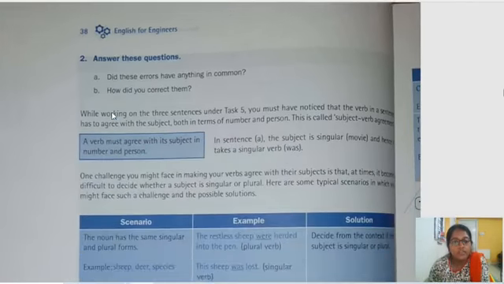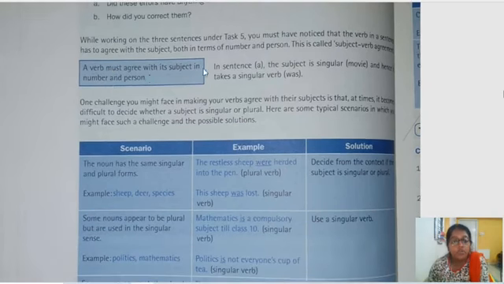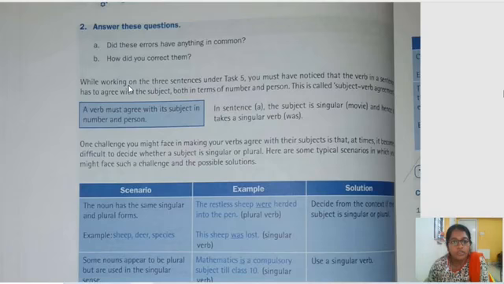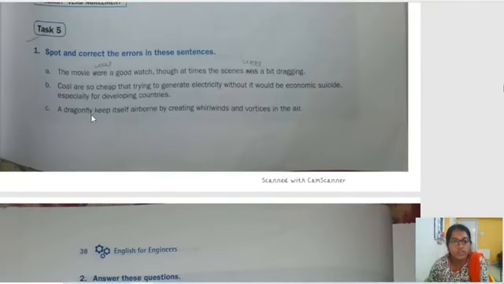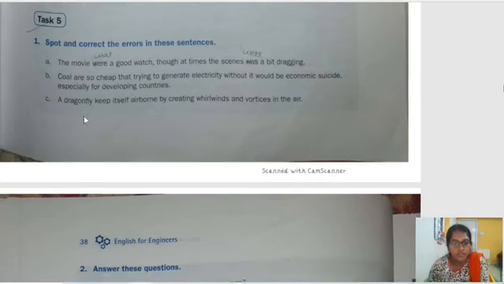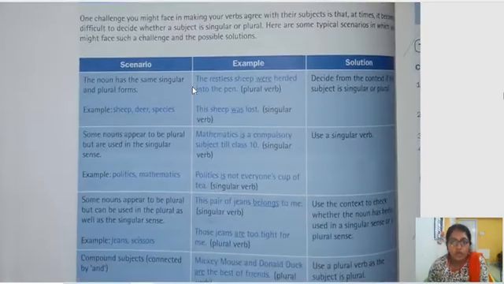Now when you say subject verb agreement, he has given here: a verb must agree with its subject in number and person. Okay, so here we have a subject, as I told you, and a verb. This verb should agree with the subject, and that is nothing but subject verb agreement. And he has given you some rules here. Let's see what the table actually tells us.